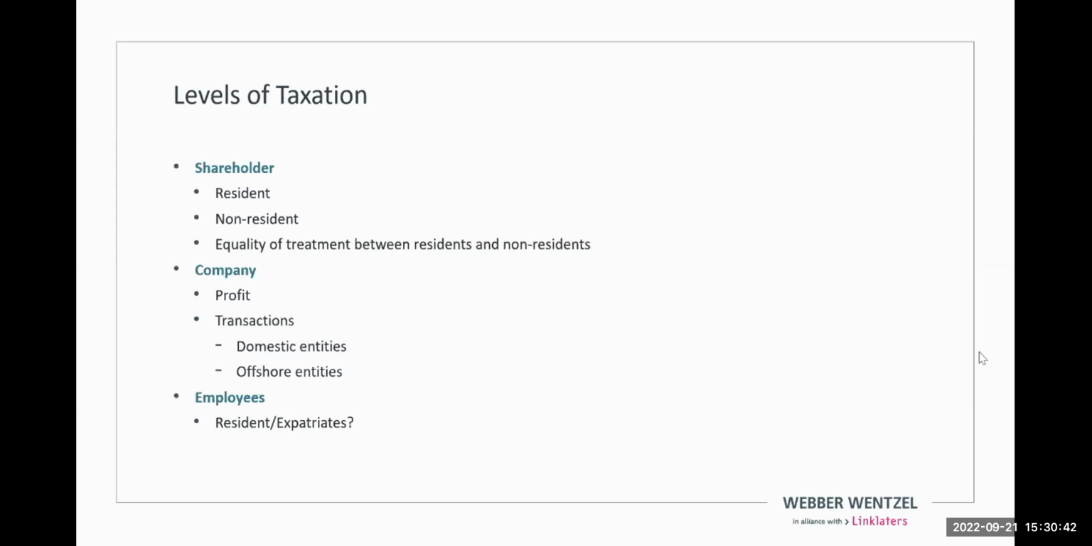If you're using a source-based tax system for taxation of transactions with offshore entities, you might have a tax levied on services provided in the country as an effective withholding tax from a corporate tax perspective. And then, of course, you finally have employees who may be residents or expatriates.